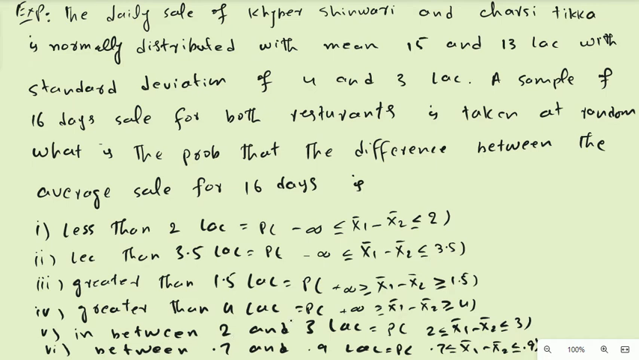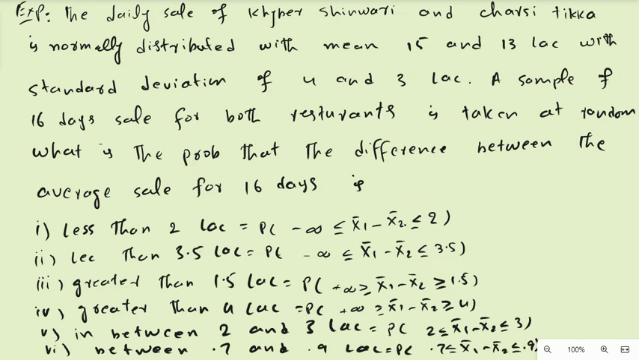And in between 2 and 3 lakh, the difference between the average sales in the two restaurants for 16 days is not less than 2 lakh and not greater than 3 lakh. Similarly, the average sale difference for the two restaurants for 16 days would not be less than 0.7 lakh and not greater than 0.9 lakh. So, we have to find out these probabilities.